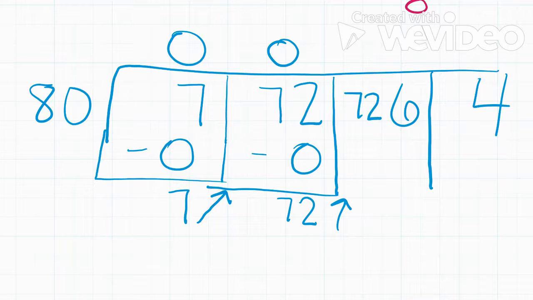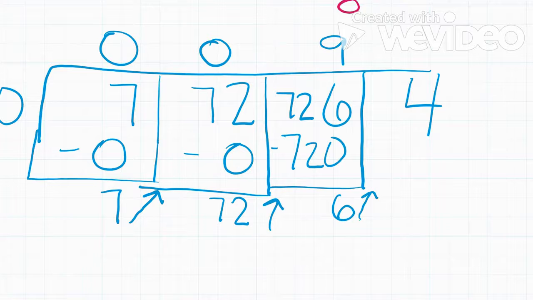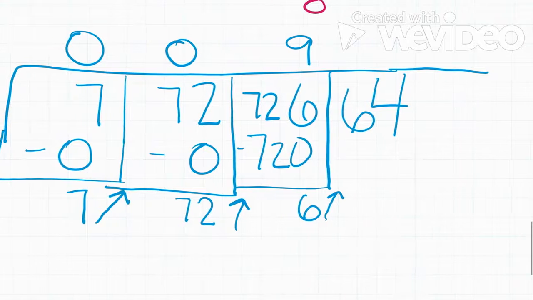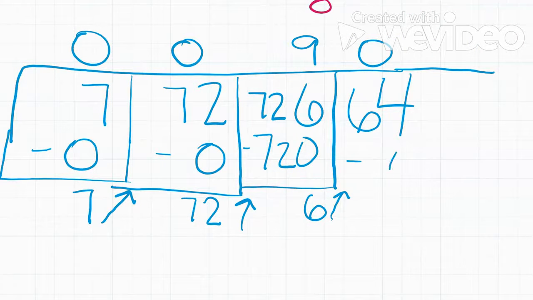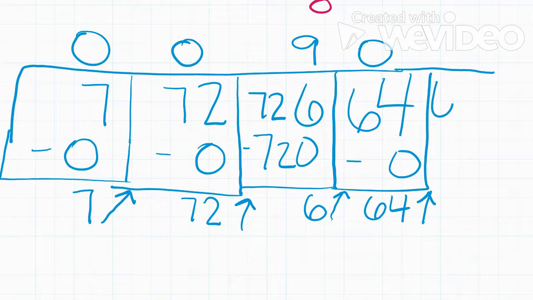8 times 9 is 72, so I know that 80 times 9 is 720. So I'm going to subtract and get 6. Then again, draw my arrow, because my 6 is going to travel up. 80 can't go into 64, so I'm going to add a 0, minus 0. 64 minus 0 is 64. I'm going to bring my 64 up and add a 0 just like I would in long division.